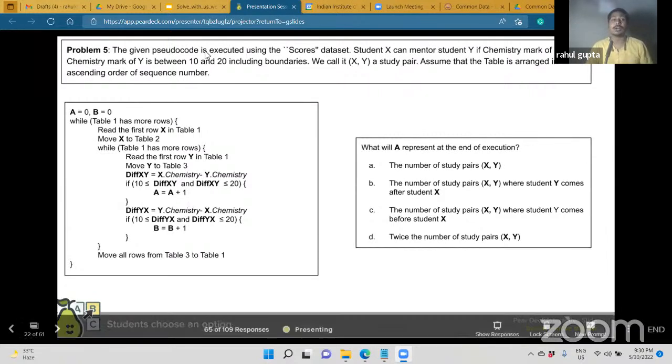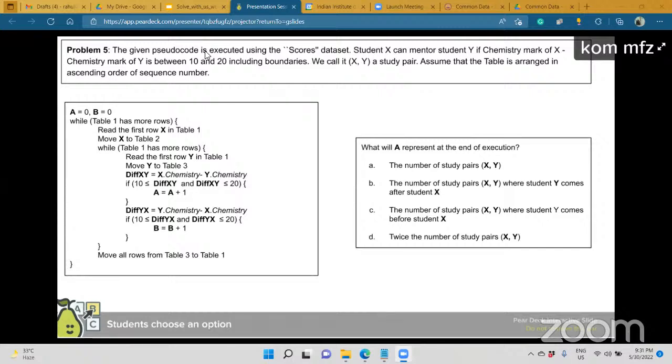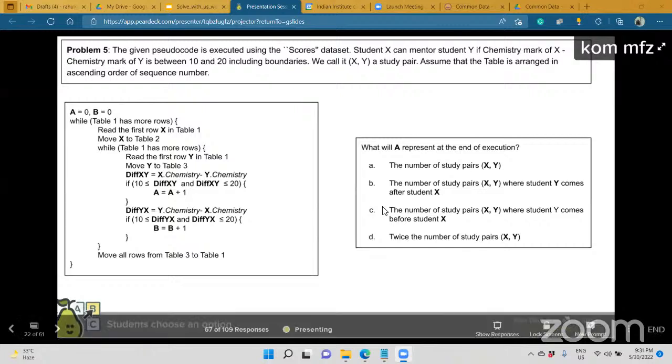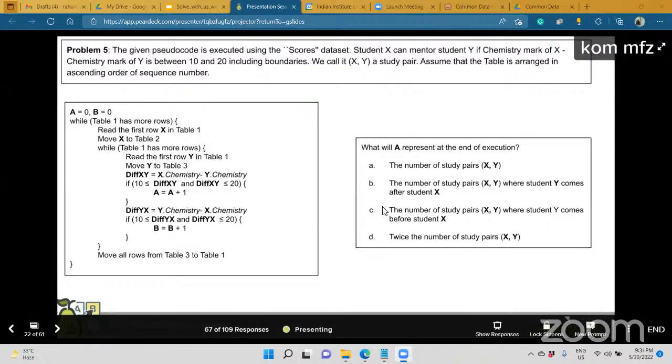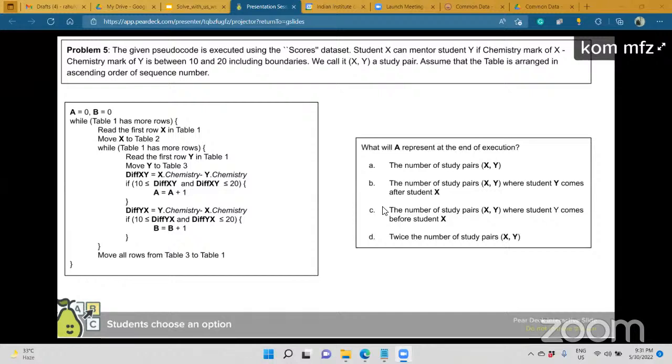Is there anyone who has a doubt? Okay. No, sir. Sir, I think option C should be correct. Yes, sir. Option C should be correct. How? Sir, if X comes before Y, then it will give a negative answer, sir.